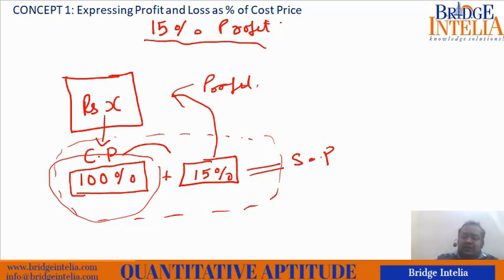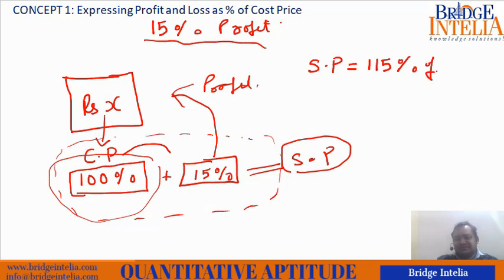Now you have to learn to express selling price and profit and loss with respect to cost price. So in this case, we can say that selling price is equal to 115% of cost price. Why? Because it was very clear that this trader was seeking 15% profit. That means 100% is his investment and an additional 15%. That's why 115%.